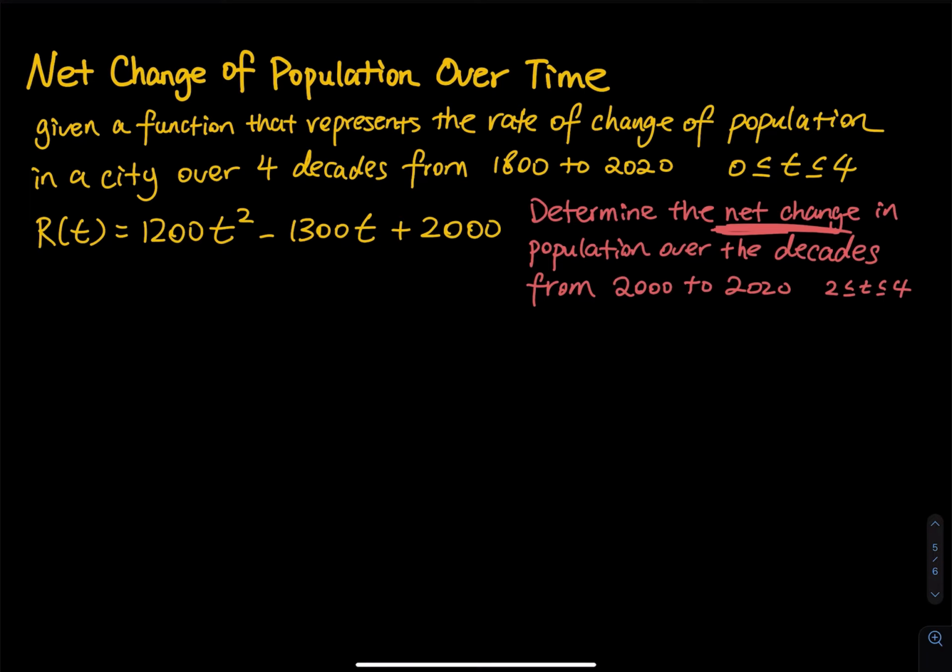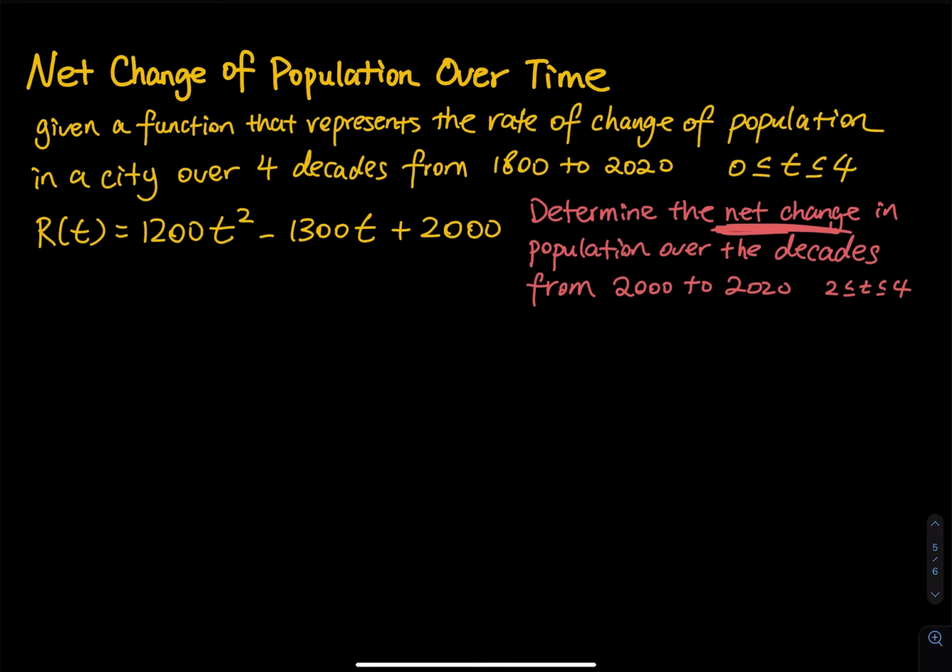So if you plug in, let's say, t equals 2 into the rate of change function, that will tell you the rate of change of the population during a specific time. My question is, determine the net change in population over decades from 2000 to 2020. So that means t is between 2 and 4.